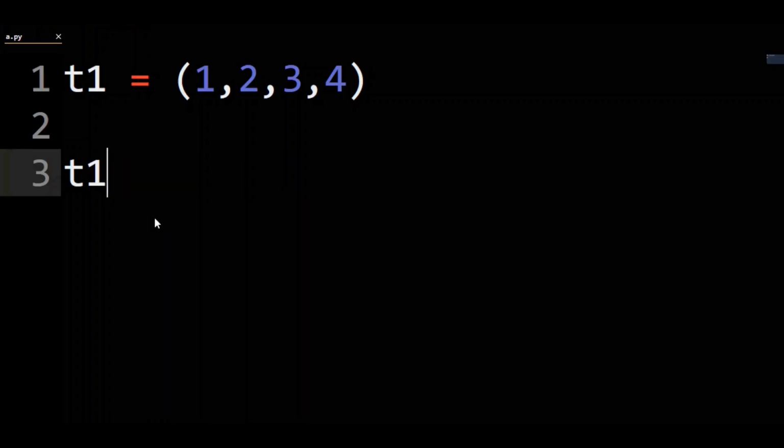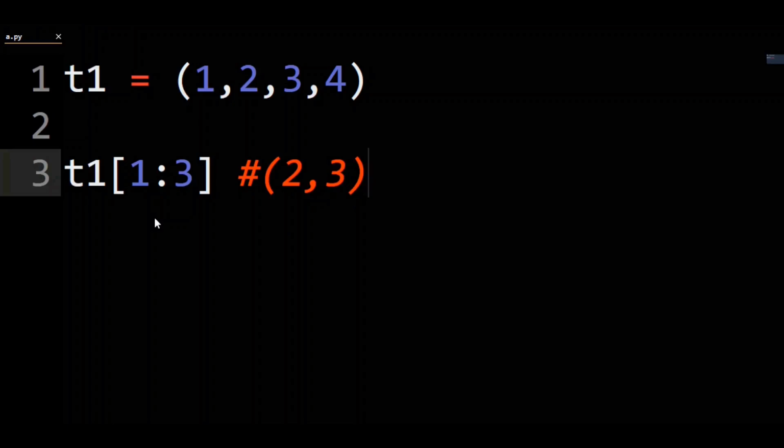Next, let's write T1 square brackets 1 colon 3, then close the square brackets. What this is doing is giving us a slice of T1 that starts at index 1 and goes up to, but does not include index 3. So, a tuple containing 2 and 3. The important thing to remember about this notation is that the second number is always the first index to exclude, not the last index to include.